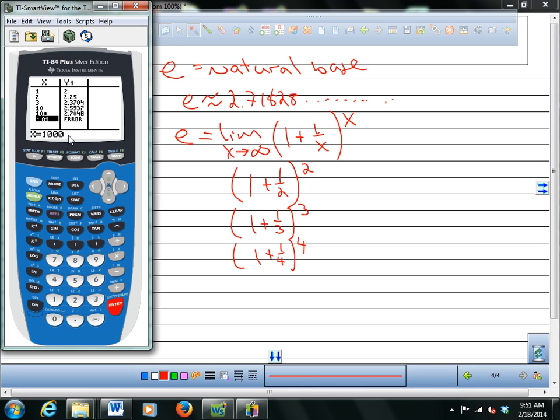And e comes up a lot when things are growing at a continuous rate. For example, interest, or bacteria, or radioactive growth, or anything like that. Because if you think about a bank, it's compounded monthly, compounded quarterly, compounded annually. Then they say compounded continuously. And that's where the number e comes into play.